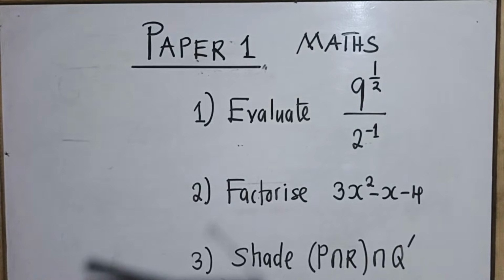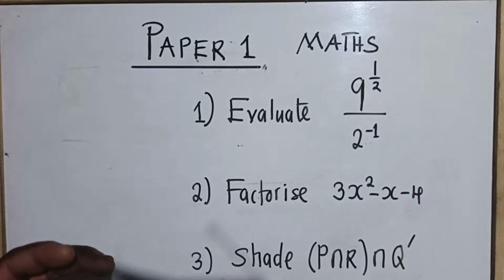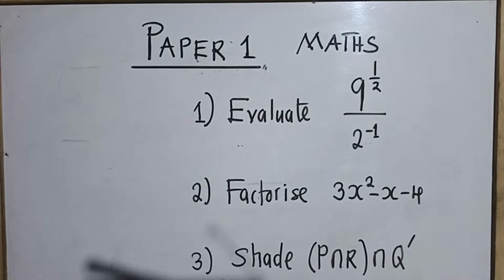Okay, so I'll share with you the pattern of paper one is just the same. The way paper one exam questions are asked is just the same. You just need to understand the sequence, okay? Now look at this question. The first question, they are saying evaluate 9 power 1 over 2 over 2 power negative 1. What are you supposed to do right here? These are just laws of indices which should be applied.